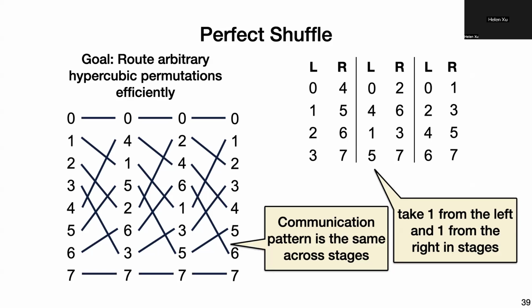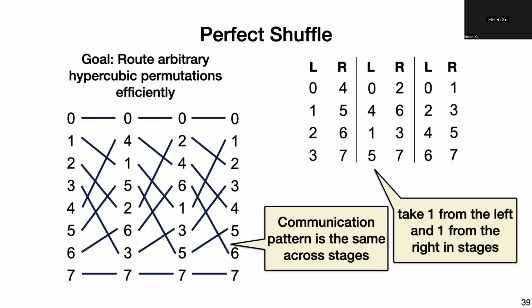And first, we're going to define this perfect shuffle, which is the type of network that we want to build. And in this perfect shuffle, the high-level goal is that we want to route arbitrary hypercubic permutations, because that will enable us to implement a lot of algorithms. So you can think of it like if you have a deck of cards, and you do a perfect shuffle, which is like you put one from left side and one from right side, and then one from left side and one from right side, and so on like that. So that is what this is.